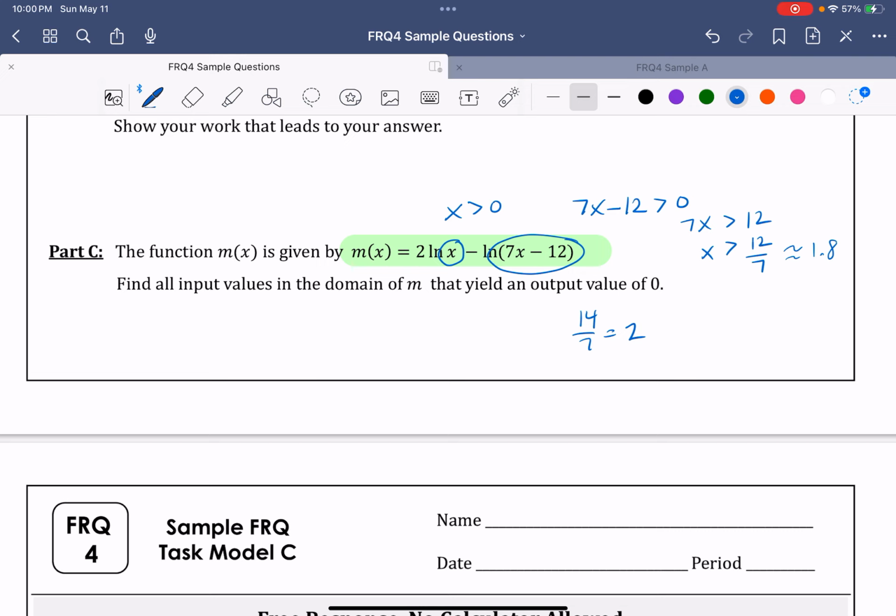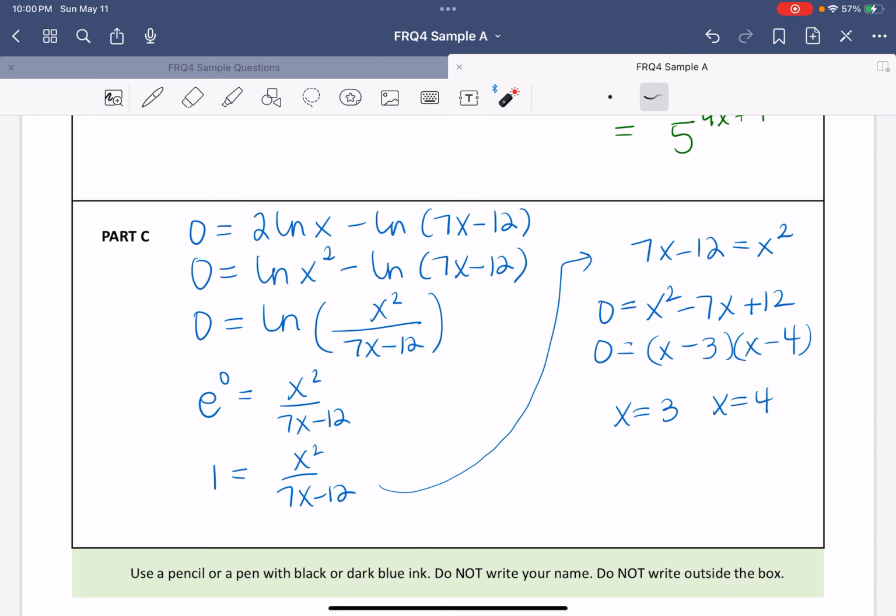So that restriction, x is greater than 1.8, has to be something that holds true. But the good thing is that both of our numbers 3 and 4 are past 2. So yeah, they're both in the domain. They're both correct answers. Okay, and then that is it for FRQ4.